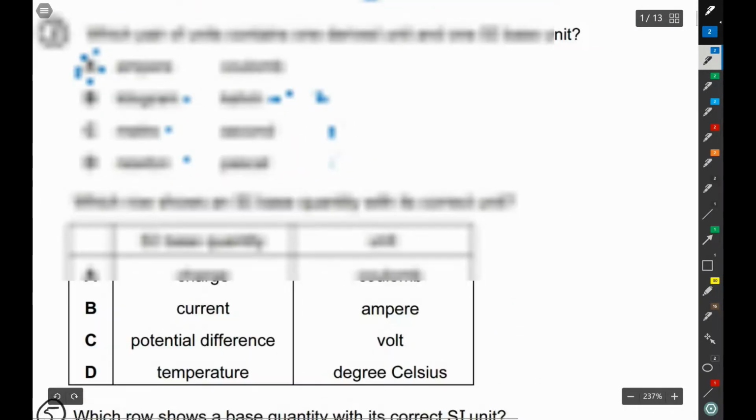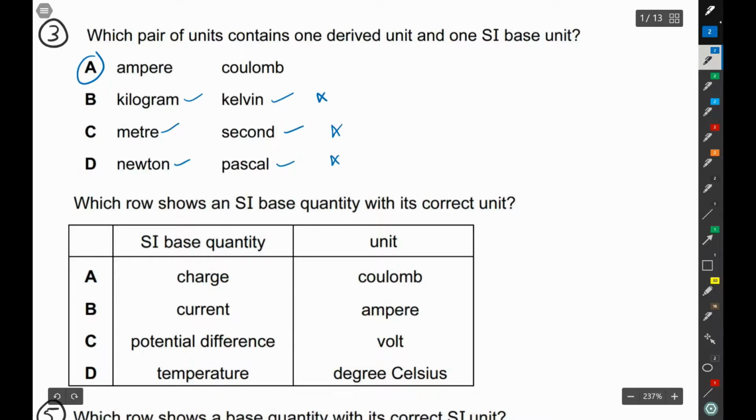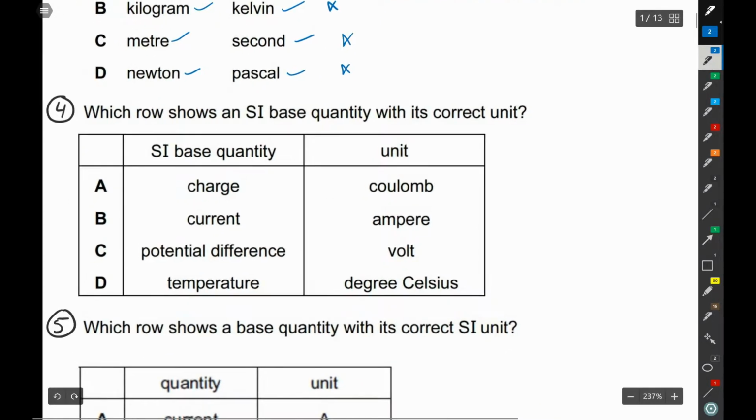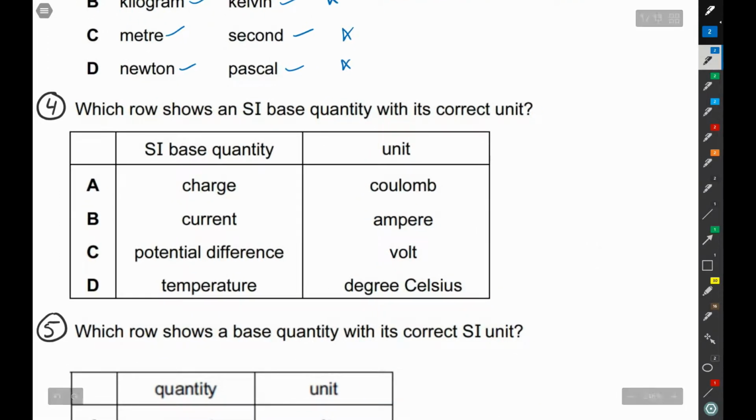Right. So question number 4 says, which row? I'm gonna write question number 4 here. This is question number 4. Question number 4 says, which row shows an SI base quantity with its correct unit? Now the base quantity is current and the unit is ampere, so option B.